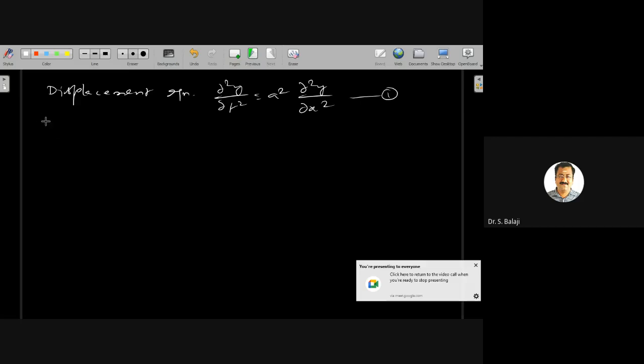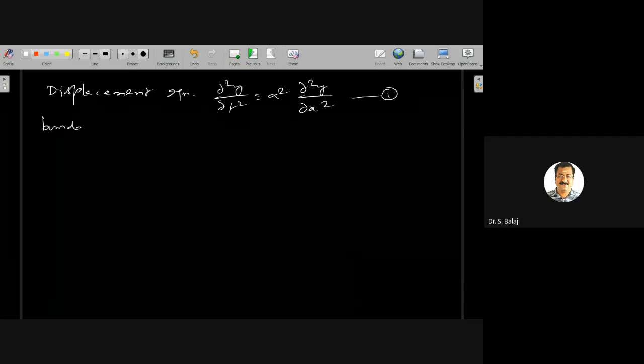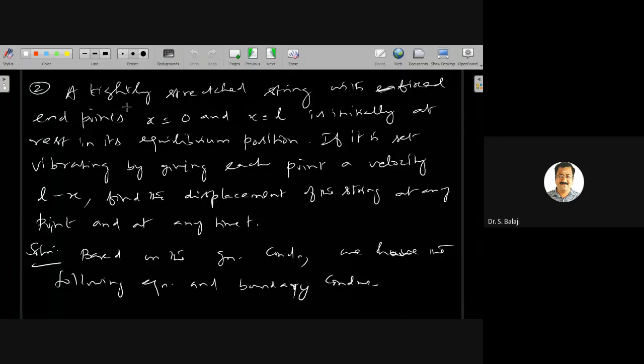Then you have to write boundary conditions. What are the boundary conditions? A tightly stretched string with fixed endpoints, x equal to 0, x equal to L. Fixed endpoints. Then what about your boundary condition for this statement? Fixed endpoints.